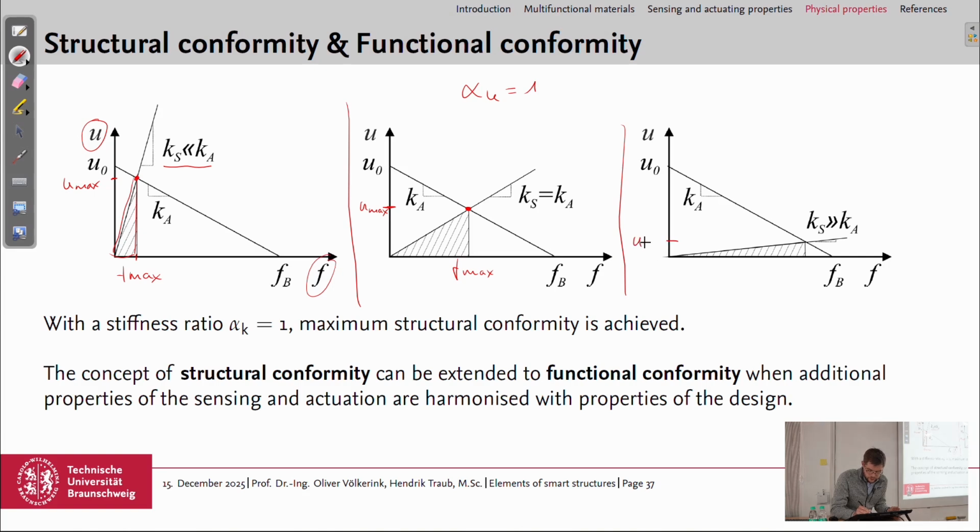There you have a very low maximum displacement, but you can nearly achieve the blocking force. But also the work capacity, again, the area under this curve, is far lower than in the case of structural conformity. And the model for this would be if you push your hand against a wall, and the wall is the structure, it's very stiff against your actuator, then you can achieve high forces, but the wall won't move. So even if you have the same actuator, it depends on the surrounding structure how much work you can perform.